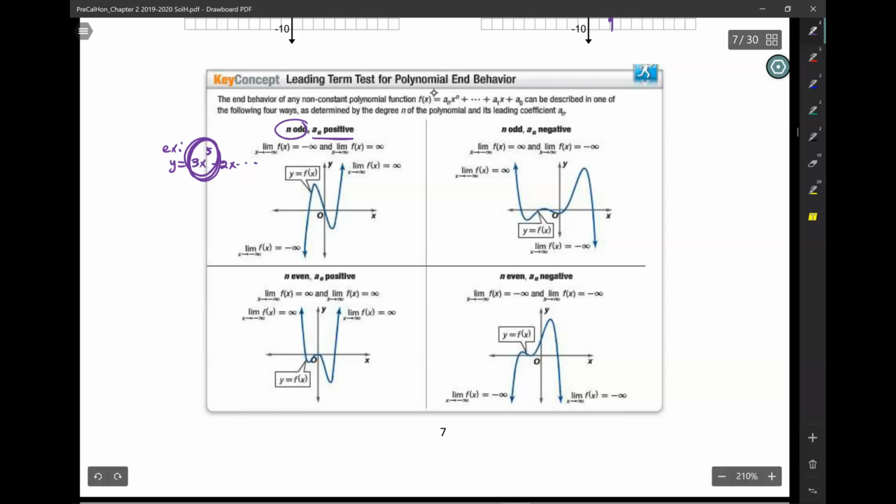What about this one? If one end goes up and one goes down, again it's odd, but because it's going down on the right, there is a negative coefficient. So this would be like negative 3x to the 5th, and then it would continue with some other polynomial terms, which I don't care about. What I'm trying to say is it's the leading term, the term with the highest exponent, that will determine the end behavior. One end will go up, one end will go down.